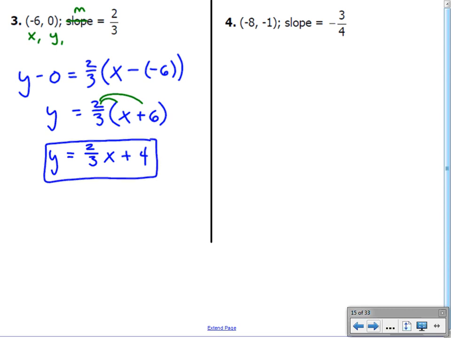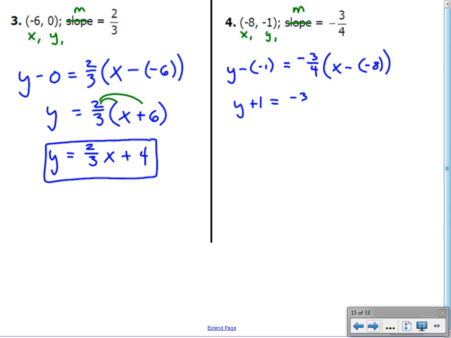All right, and then another example here. This time, both of our x and y values are negative, and our slope is also negative. So we're going to have to be extra careful when we're plugging things in. So we have y minus y1 equal to our slope, parentheses, x minus x1. So I'm going to rewrite this. Y minus negative 1 is the same as y plus 1. X minus negative 8 is the same as x plus 8. Okay, once I do that, now I'm ready to distribute.